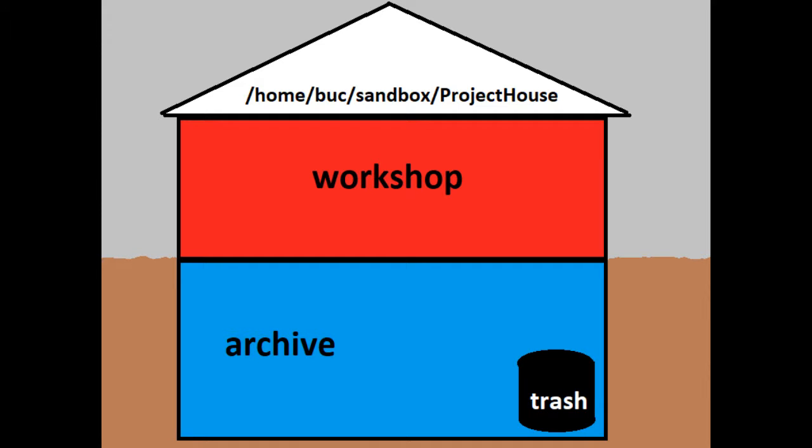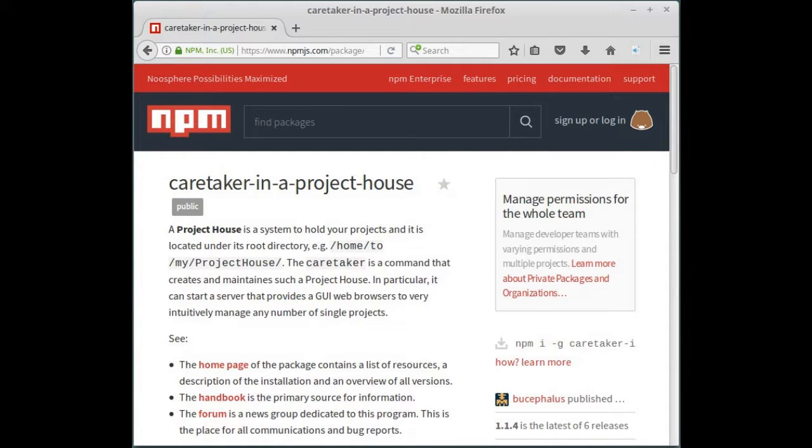A project house is a kind of storage for projects located under its so-called root, the path in the file system to the folder named Project House. The Caretaker is a program that creates and maintains this kind of project houses on your computer. It is open source, freely available, and runs on all major operating systems like Linux, Windows, and macOS. We will now show how to install and run it.